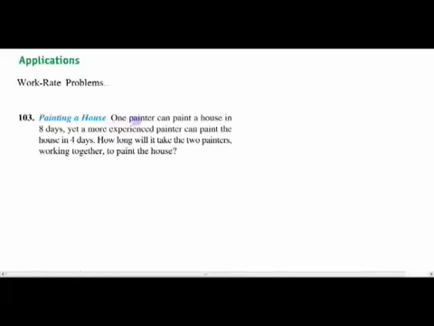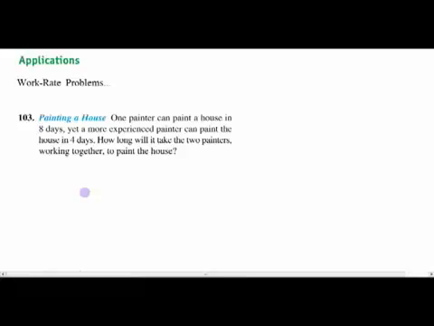If we had just the first painter painting the house, we know that the house would be finished in 8 days. If we had just the second painter painting the house, we know we'd be finished in 4 days. However, finding the time it takes for them to work together is a little bit more of a problem. What is the rate that the first person can paint the house? Isn't it 1/8? They're painting 1/8 of the house every day. The more experienced painter is painting at a rate of 1/4 a house a day.